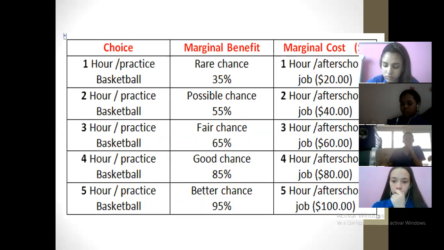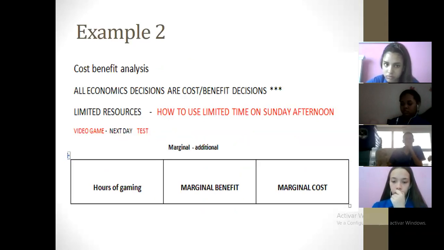Okay, now over here there's another example. We have five minutes. I'll try to explain it, as far as I can reach. Now this is the same thing. We have to keep this in mind: all economic decisions are cost-benefit decisions. The resources are limited. Now over here the question is how to use limited time on Sunday afternoon.